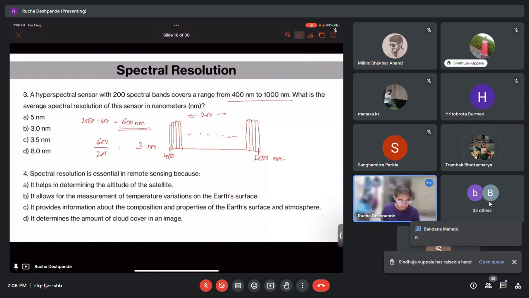So next question. Spectral resolution is essential in remote sensing because... Option C, ma'am. Yes, because spectral resolution provides information about the composition and properties of the Earth's surface and atmosphere. Is that fine with everyone? Okay, we'll move forward.